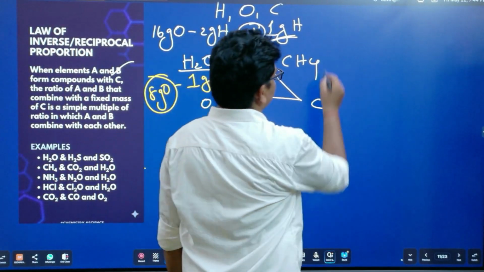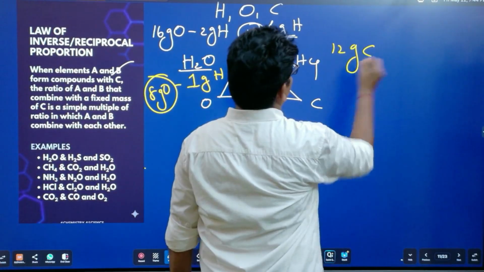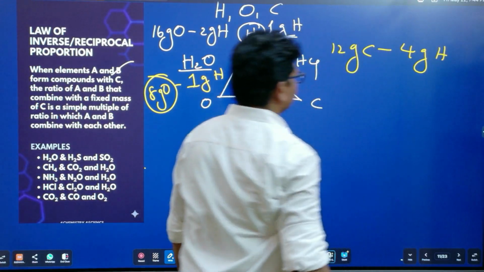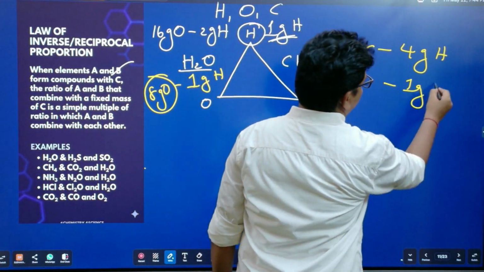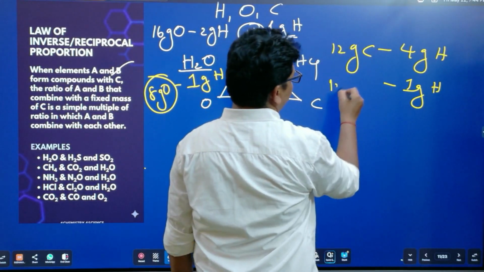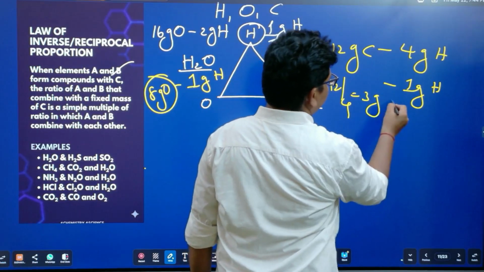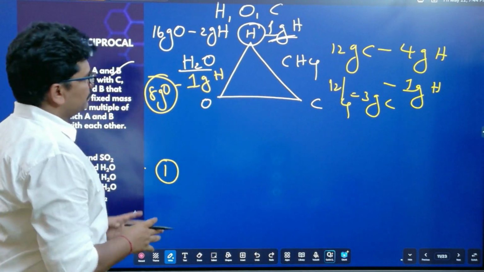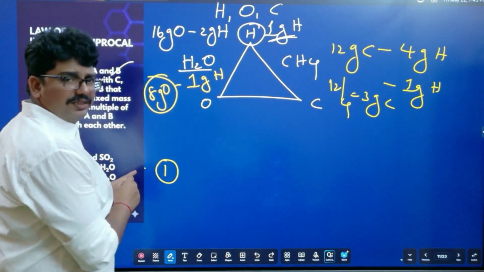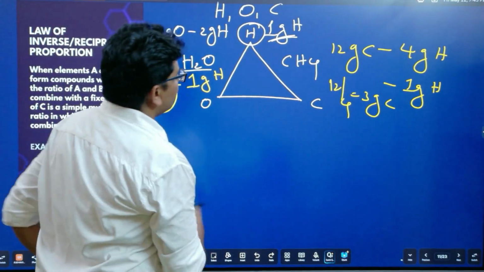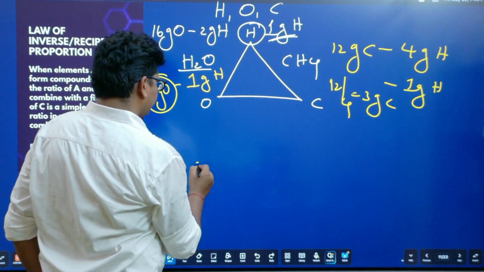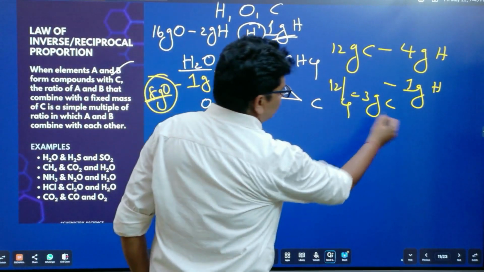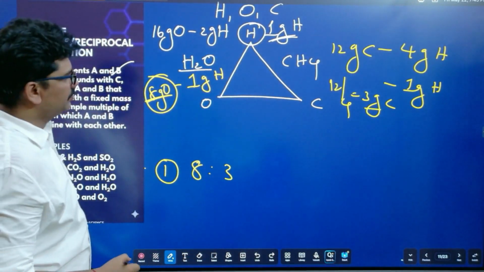Similarly, for methane, 12 grams of carbon is combined with 4 grams of hydrogen. For 1 gram of hydrogen, what is the mass of carbon required? That is 12 by 4, which means 3 grams of carbon. Now, the first ratio: the mass ratio of oxygen and carbon with respect to a fixed mass of hydrogen is 8:3. Oxygen mass is 8 grams, carbon mass is 3 grams.